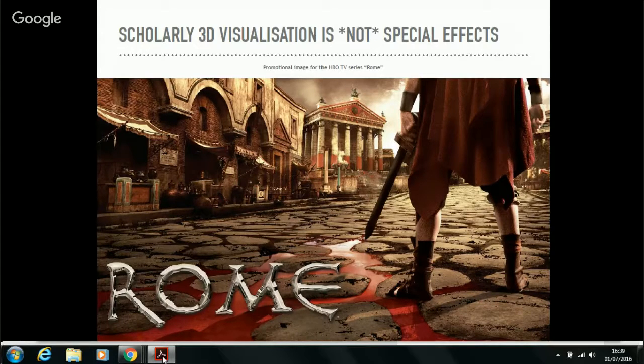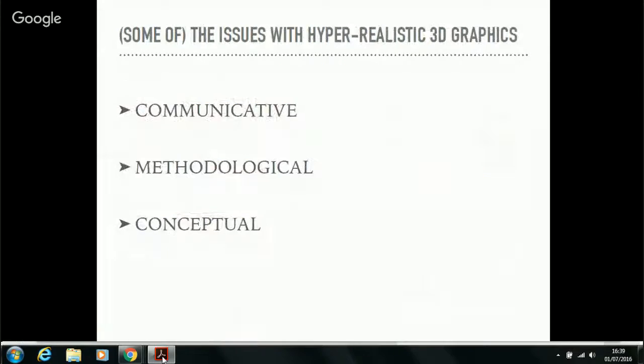Because I believe that, I'll take a step back because actually I skipped a slide. Forgive me. One of the problems with hyper-realistic and amazing graphics, there are a few. These are the three that I want to talk about. The first one is, let's say, communicative. Because actually it has been proven that these very realistic, very, very detailed graphics are distracting and overwhelming for the audience. So actually, they fail in what they are supposed to do better, that is public engagement.